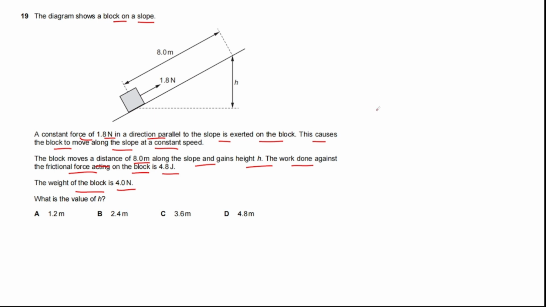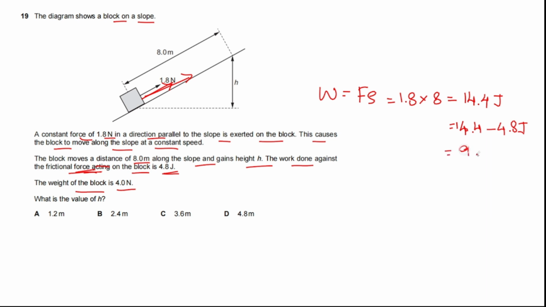So here, there is some work done in this direction. That work done due to the constant force you can find out by using the formula Fs. So it is 1.8 multiplied by 8, that is equal to 14.4 joules. But this is the energy gained as it moves upward, but there is a frictional force which is doing work against this work. So there is a loss of 4.8 joules. So 14.4 minus 4.8 joules is basically gained, and that is equal to 9.6 joules.